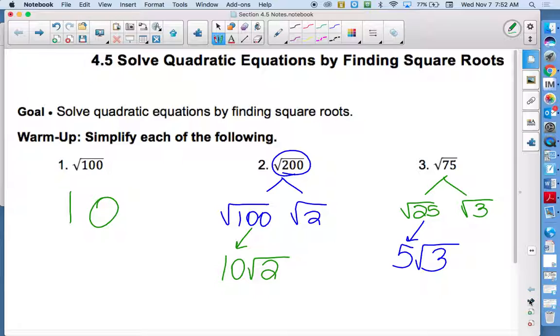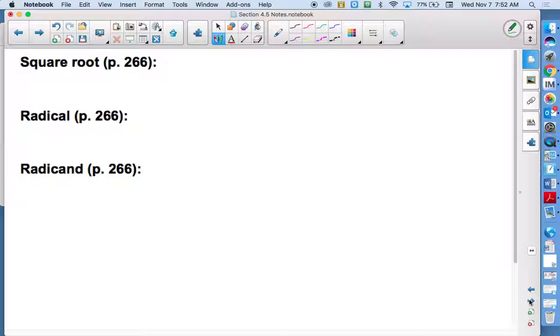Alright, so there are a couple of words here. The first one we have is the word square root. Can anybody describe what a square root is? How would you describe a square root? What does a square root look like? Melanie? Isn't it just a number multiplied by itself? Yeah, that's perfect. So a number multiplied by itself.